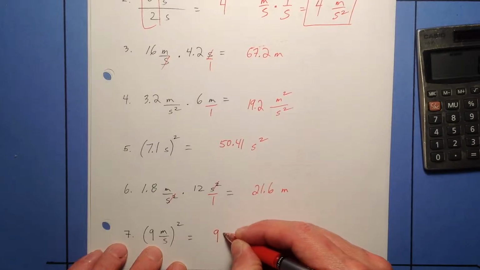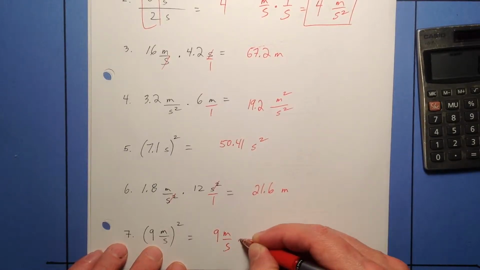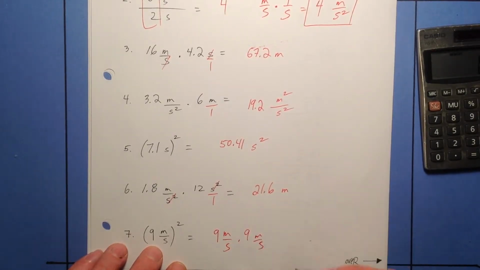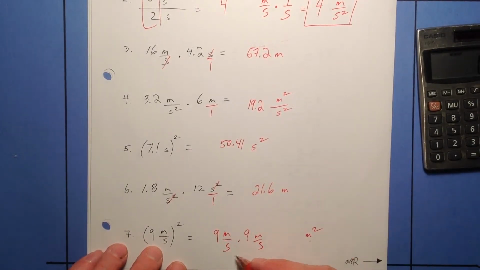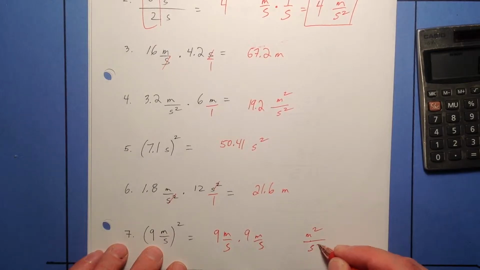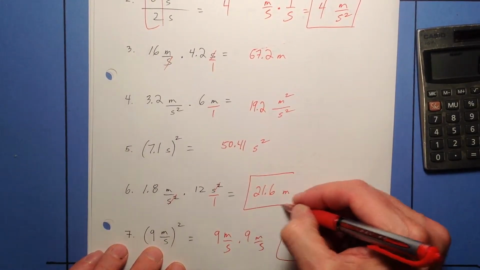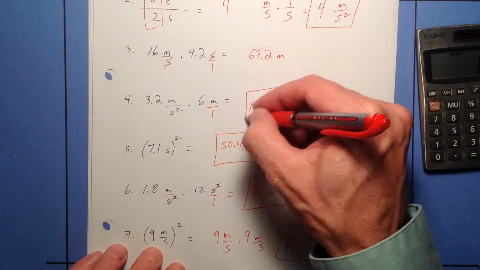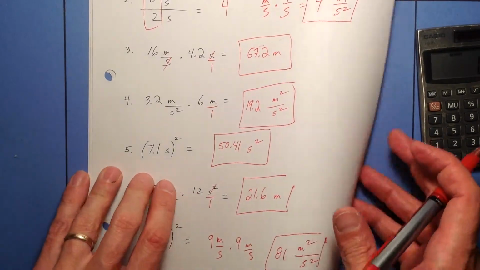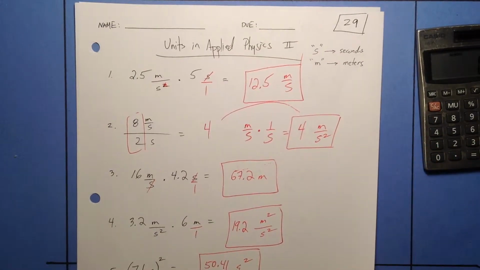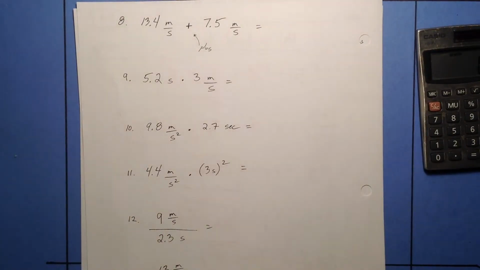So I mean, you could write it out if you want. 9 meters per second times 9 meters per second, and then just do it. Meters times meters is meters squared. Second times second is second squared. 9 times 9, 81, and here are your answers here. Just put them in nice boxes to make them look better. Okay, that's that. Let's go on to the back. Okay, there, and we're gonna go like this.